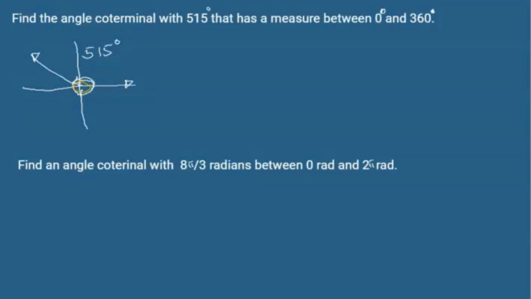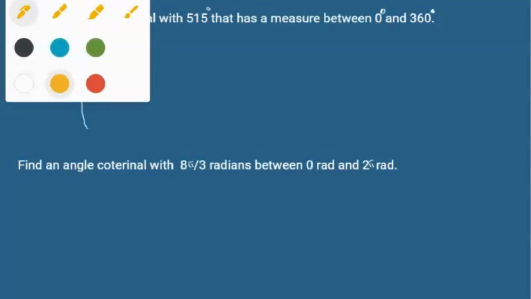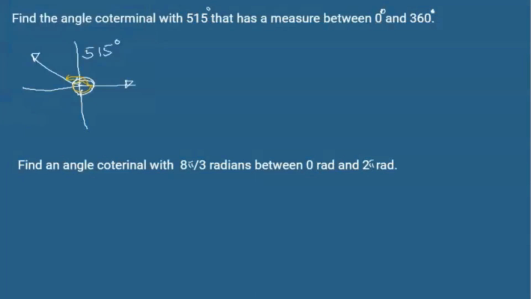Okay, let's illustrate that. So it's 1 and 2. There, that's the terminal side. So what we can do is we can subtract 360. So 515 minus 360 degrees is equal to 155 degrees. So in short, we can have this 90 and 155. So they share a terminal side.